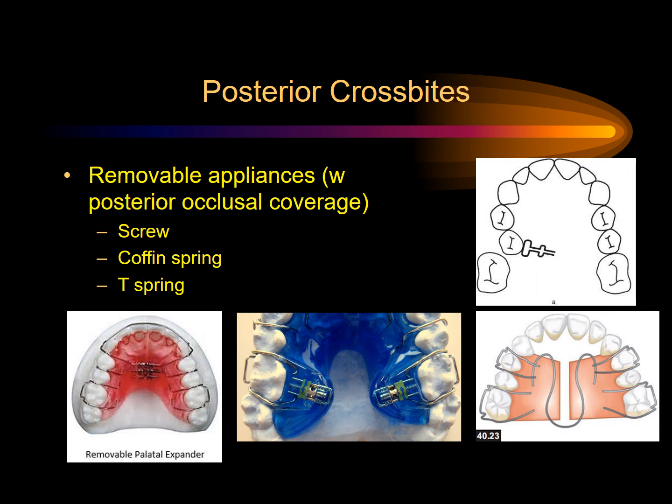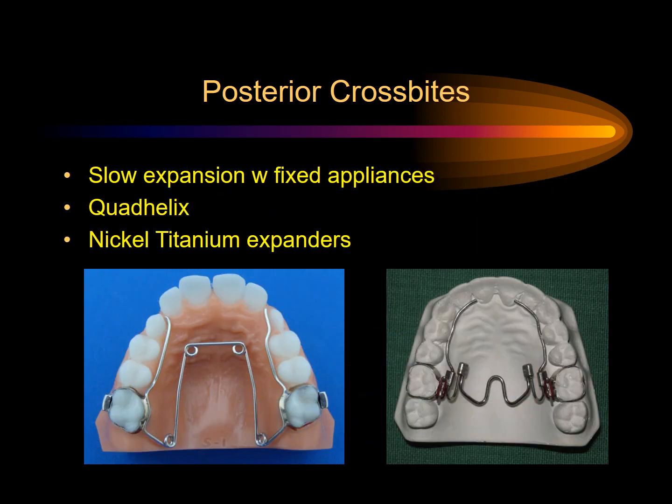Okay, we could also use removable appliances utilizing posterior occlusal coverage. We can use a screw appliance, we can use a coffin spring, or we can use a removable appliance with a T-spring. The screws can also be sectional screws to move just one tooth out of crossbite. Now, we could also undertake slow expansion with fixed appliances. Examples of these would be a quad helix or nickel titanium expanders.